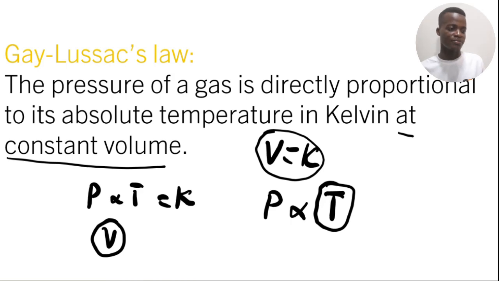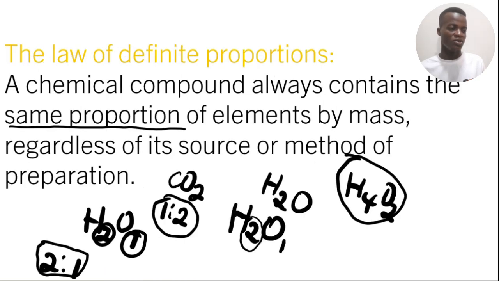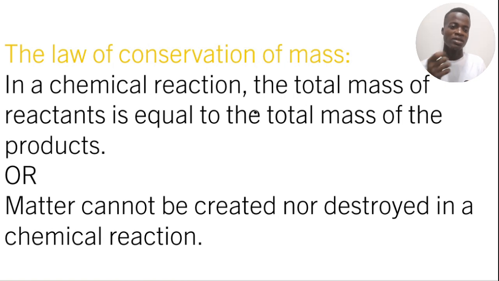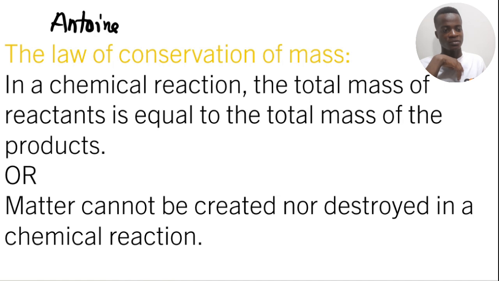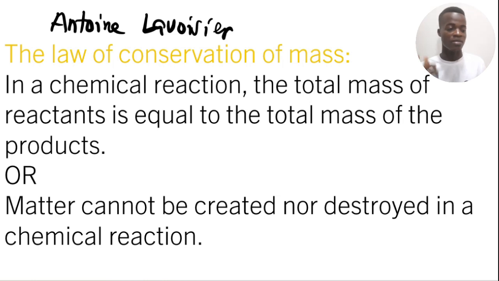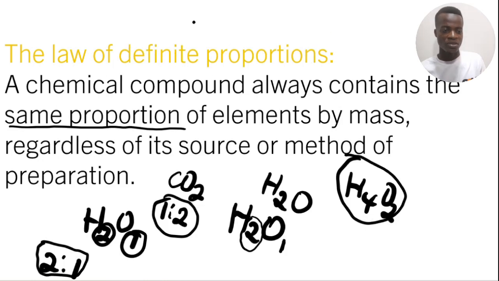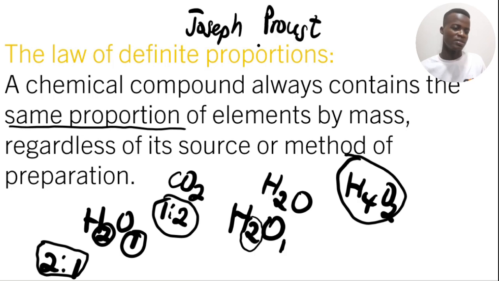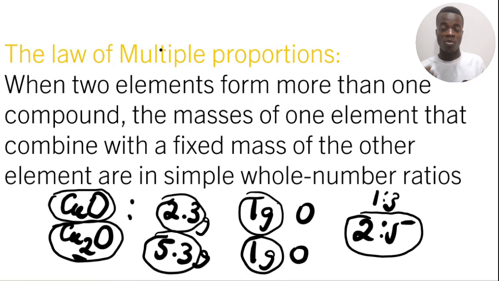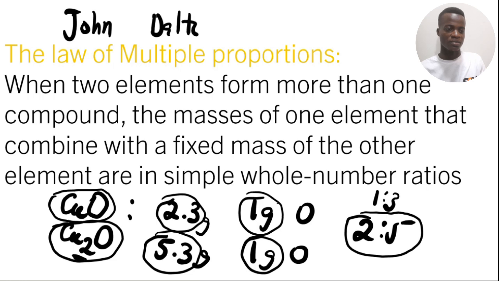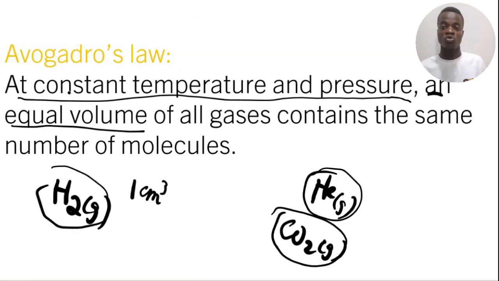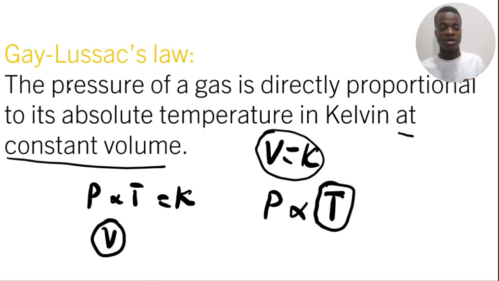So let me tell you about the scientists. The law of conservation of mass was given by Antoine Lavoisier. He is the father of modern chemistry. And the law of definite proportion is by Joseph Proust. Let me write it here. And then the law of multiple proportion is by John Dalton. And then finally we have Avogadro's law by Avogadro, and Gay-Lussac's law by Gay-Lussac.